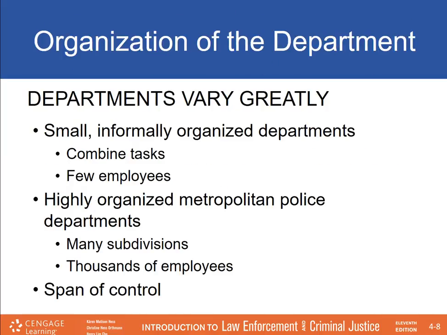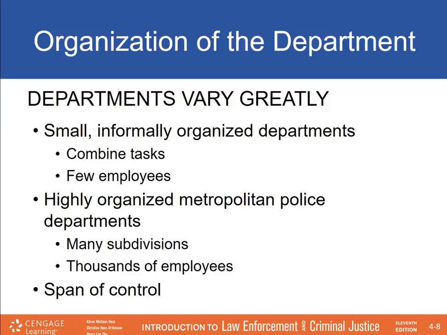So now we're going to move on to organization of the department. Departments vary in size greatly. There are very small departments from 2 or 3 officers to large departments with 7,000 or 8,000 officers. So the nation's police departments vary greatly from small, informally organized departments with few employees to highly organized metropolitan police departments with many subdivisions and thousands of employees. The specific organization of a police department is influenced by the department's size, location, and the extent and type of crime that it has to deal with. For example, small police departments often combine patrol, traffic, and community services and investigative tasks in a single division. Larger departments would have a separate unit for each. So if that kind of makes sense.